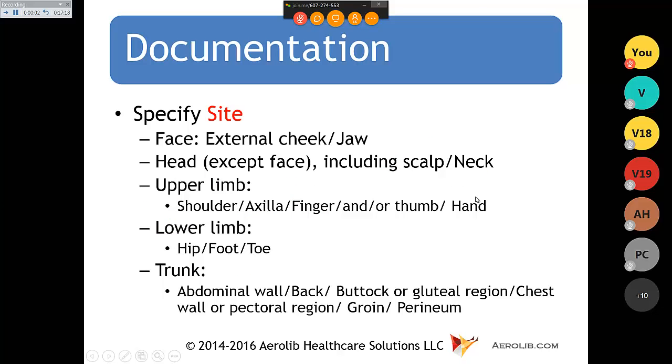So specify site, and this is a simple thing to say, but it is missed more number of times than any portion of cellulitis documentation. So if it's the face, if it's the head, upper limb, lower limbs, trunk, be as specific as possible.